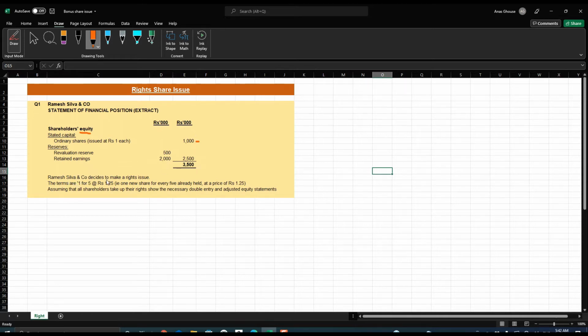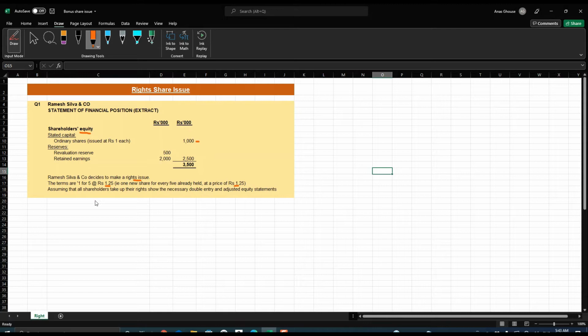Ramesh Silva and Company desires to make a rights issue. The terms are 1 for 5 at 1.25. That is one new share for every 5 already held, at a price of 1.25. Assuming that all shareholders take up their rights, show the necessary double entry and the adjusted equity statement.